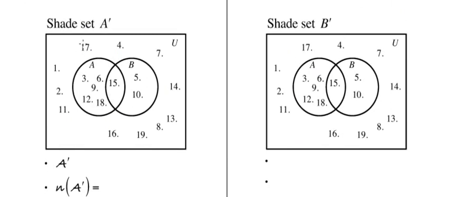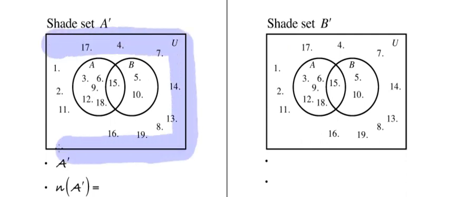Now, A prime, meaning the members that are not in A. That means you color the entire universal set except you avoid set A. So all that, all that, all that. Just avoid circle A. And they said that's A prime. There are other ways you could describe that by saying it's like the universal set minus A, but this is the simplest by far. Now, how many numbers are not in A?